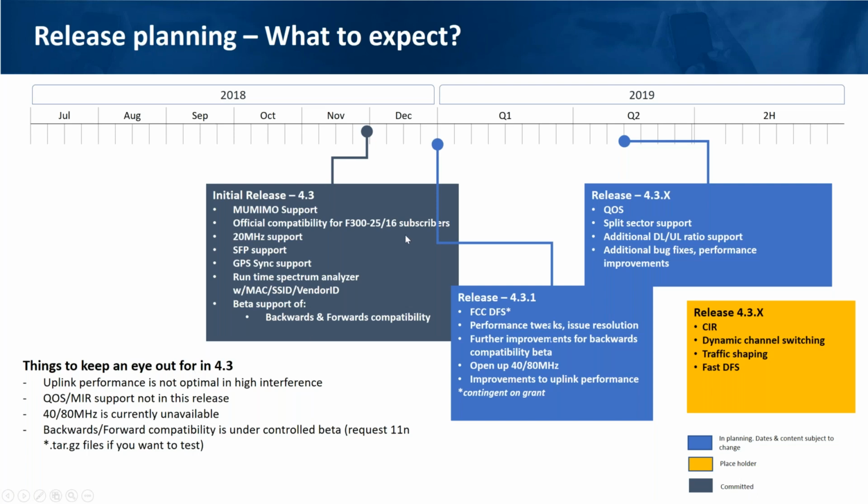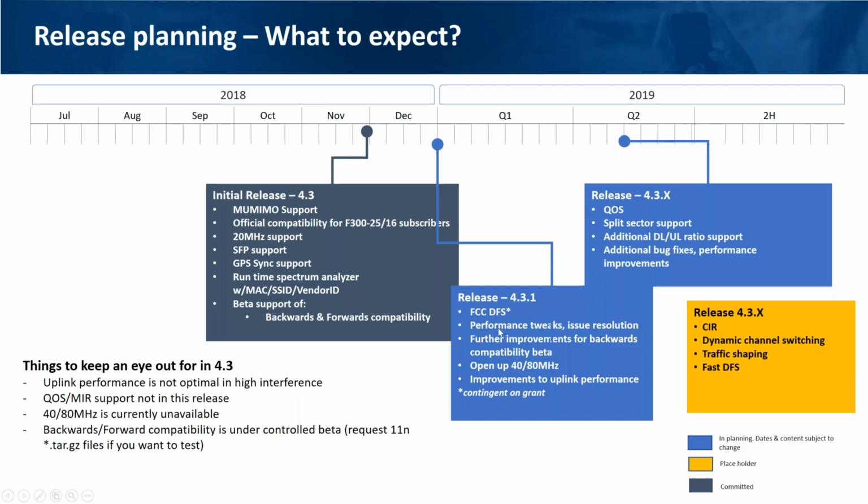And the good news is we've got a pretty robust software release plan. And as you've seen in the past, from the ePMP side of the house, we get things out very quickly. Release 4.3.1 will be very soon, before the end of the year. So by the time you get the product, you'll have a next release in your hand. FCC DFS is pretty much all lined up. We're really just waiting on the grant.